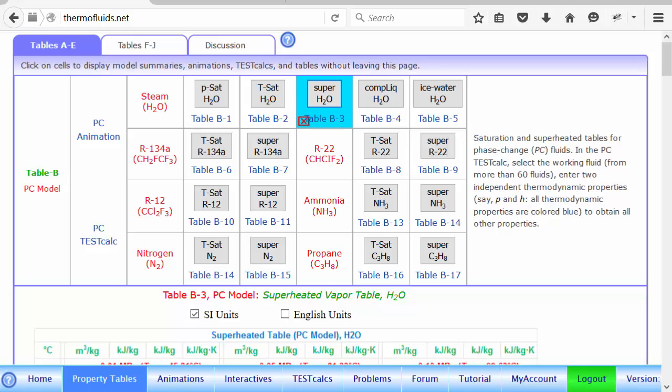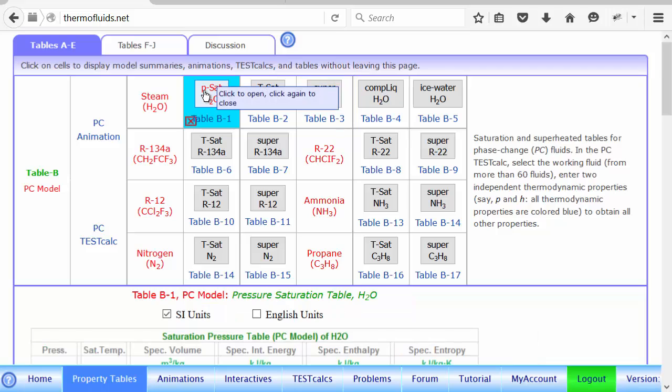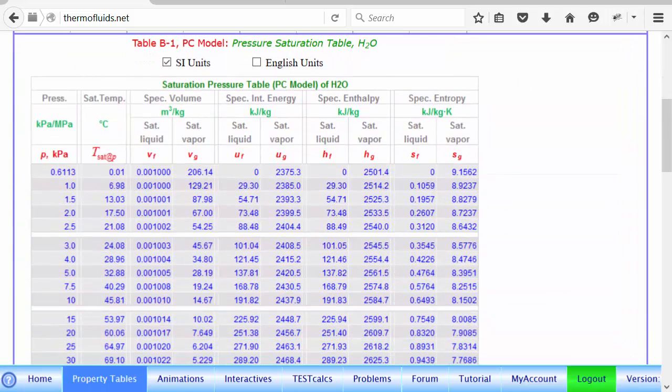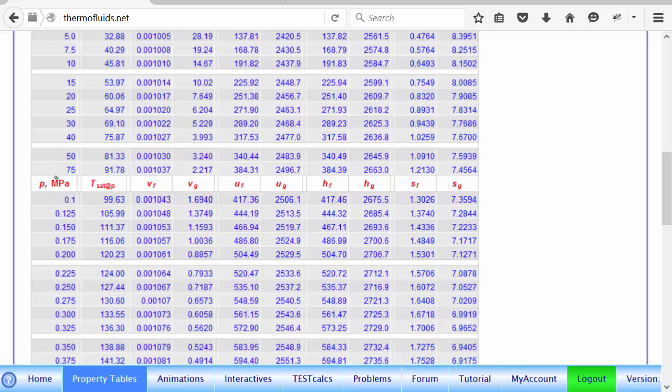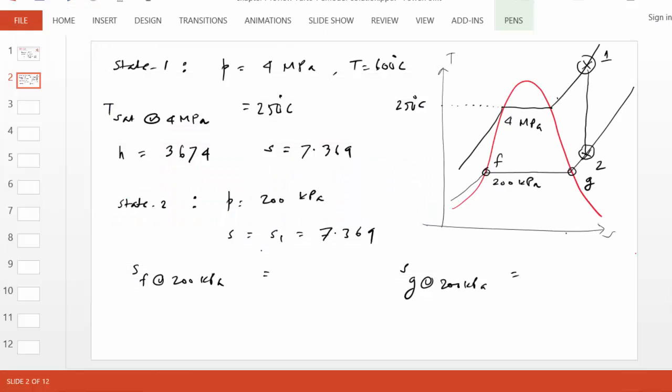To do so, this time we have to go to the saturation table, and 200 kPa, so we choose the pressure. We choose the pressure table because in the pressure table, the pressure will appear as the first column. We know 200 kPa, which in MPa is 0.2. And if you look at what is SG value, it's the last column, 7.127.